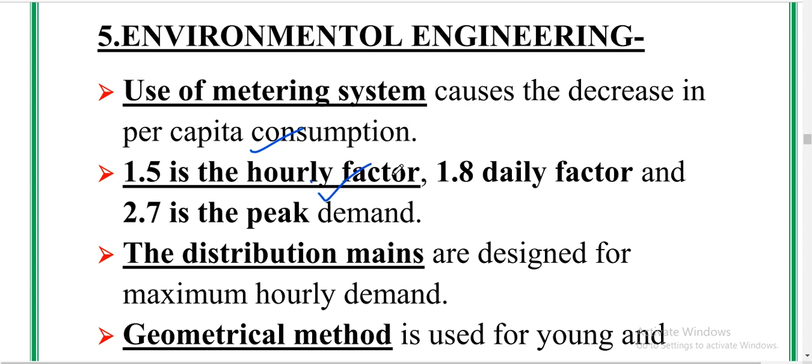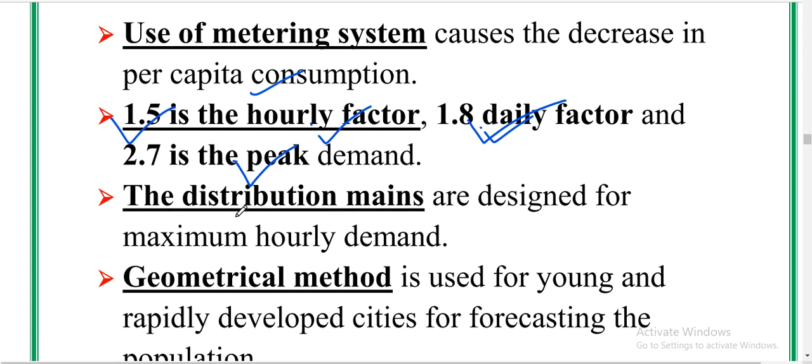1.5 is the hourly factor, 1.8 is the daily factor and 2.7 is the peak demand. So hourly factor, if we measure water capacity or per capita consumption, then it is 1.5 times; 1.8 times when we measure daily; and 2.7 times when we measure peak demand.